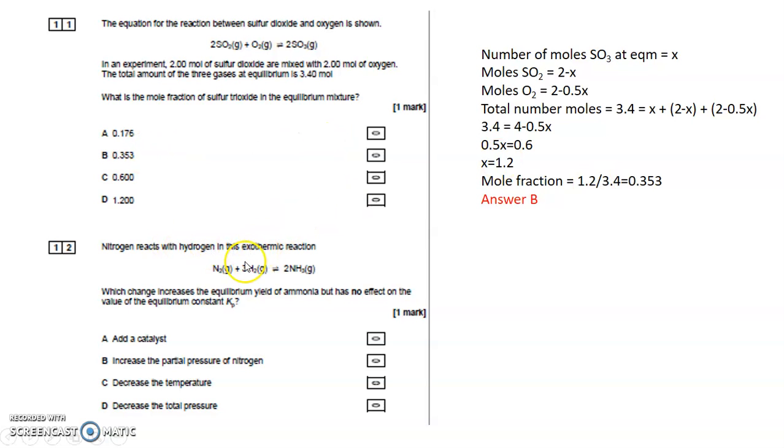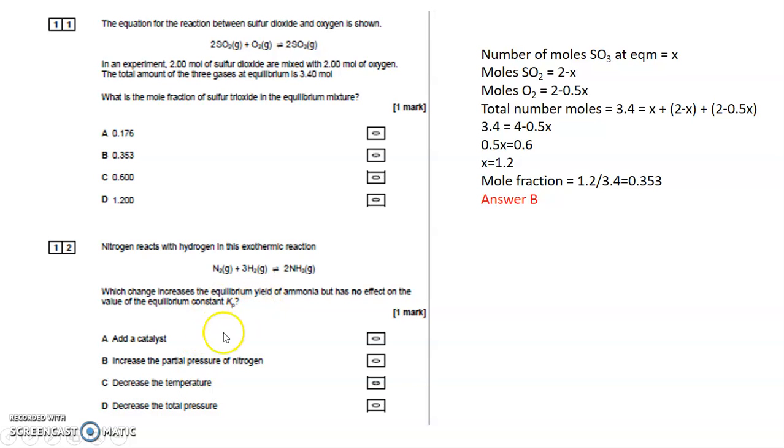Nitrogen reacts with hydrogen in an exothermic reaction. Which change increases the equilibrium yield of ammonia but has no effect on the value of the equilibrium constant? Well, first of all, the only condition that affects the equilibrium constant is temperature. So as long as I don't change the temperature, there's going to be no effect on the equilibrium constant. But if I change temperature, it's going to affect the equilibrium constant. So decreasing the temperature will affect the equilibrium constant, so I'm going to rule that one out.